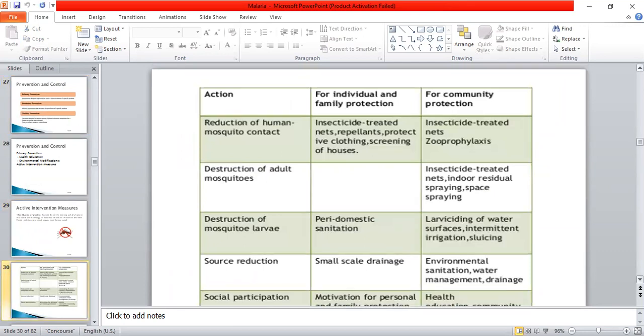There is action for active intervention measures for individual and family protection and for community protection. Reduction of human mosquito contact in individual and family protection: insecticide treated nets, repellents, protecting clothing, screening of houses. For community protection: insecticide treated nets and zooprophylaxis.